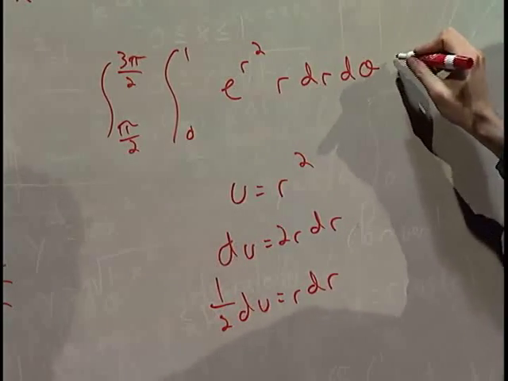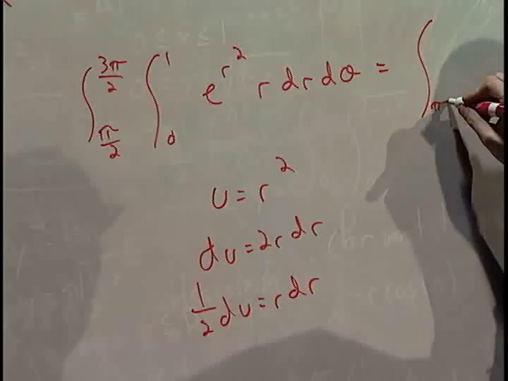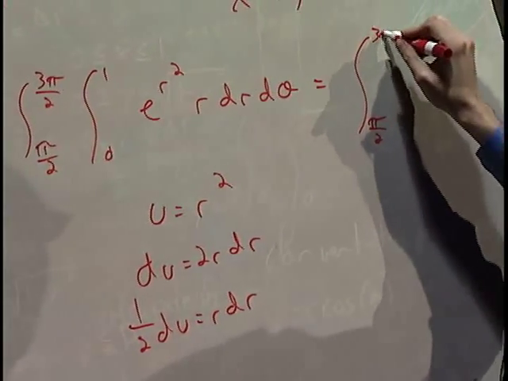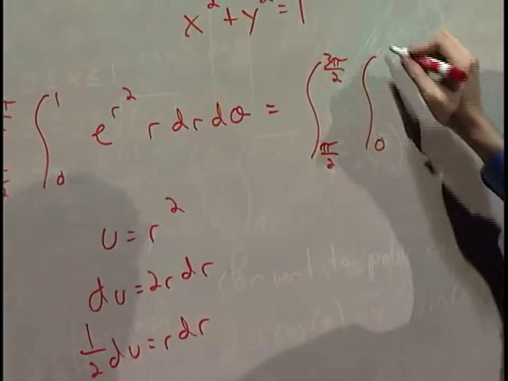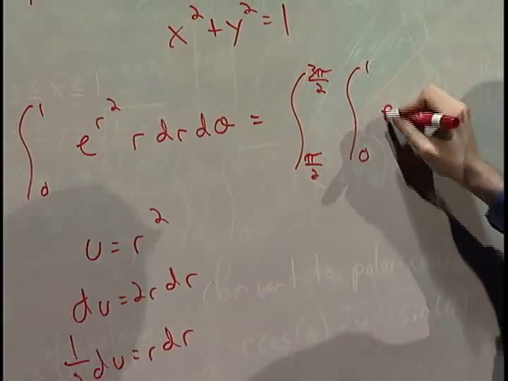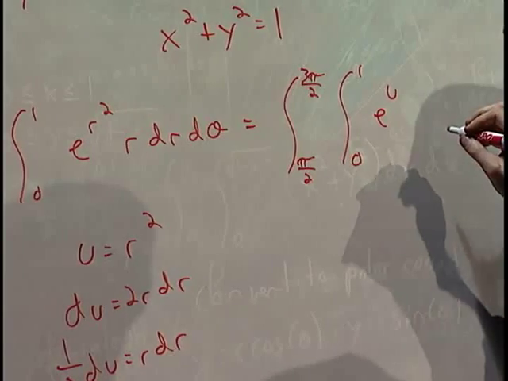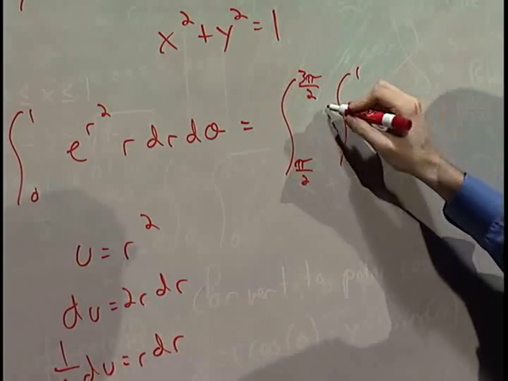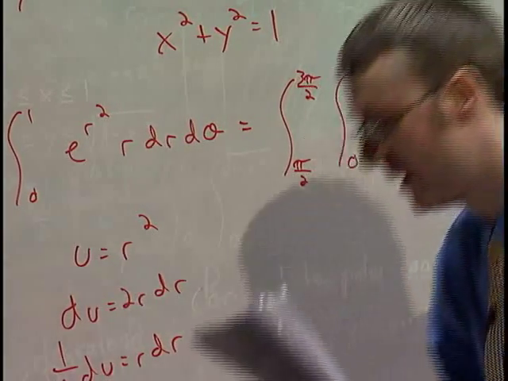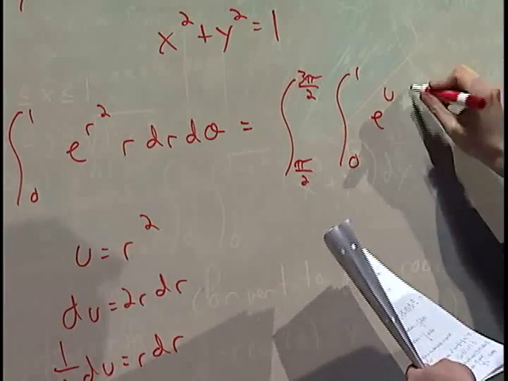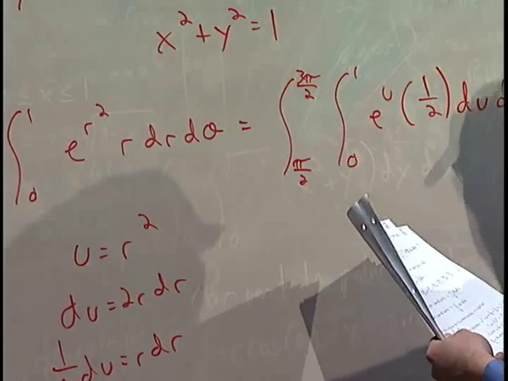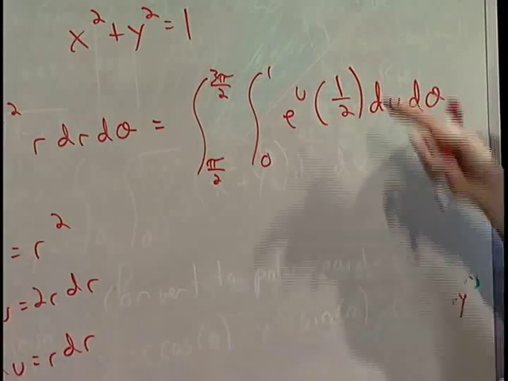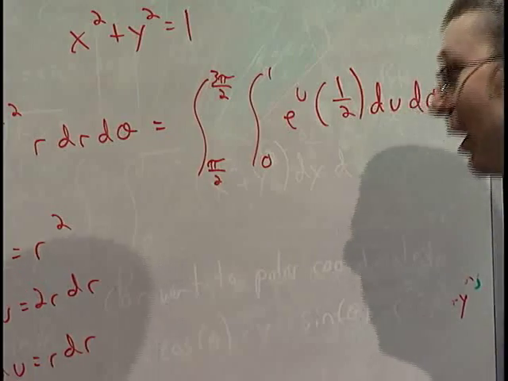So this becomes the integral from pi over 2 to 3 pi over 2, the integral from 0 to 1 of e to the u, and I guess it should really be a 1/2. Where did I put the 1/2? Yeah, I guess I put it inside, don't I? All right. So 1/2 du d theta. So there's our substitution.